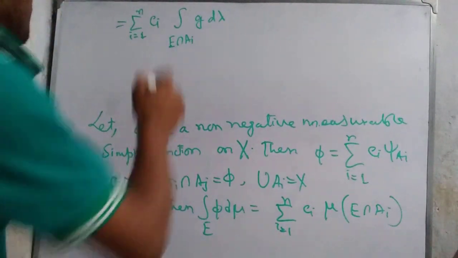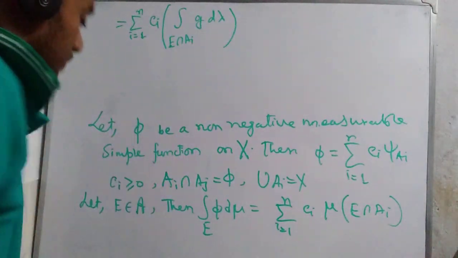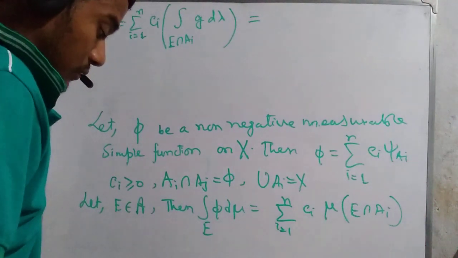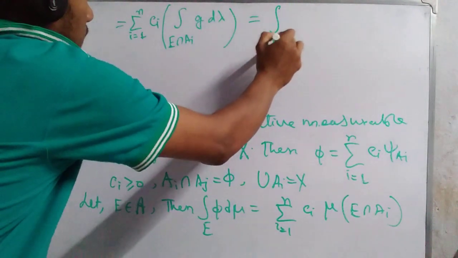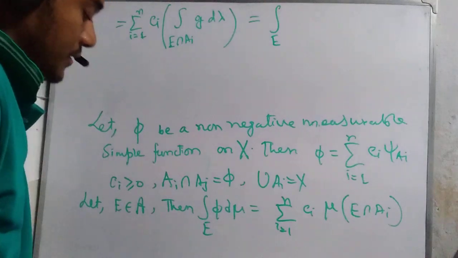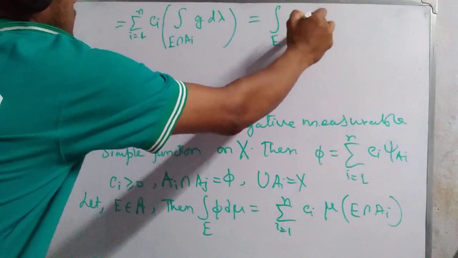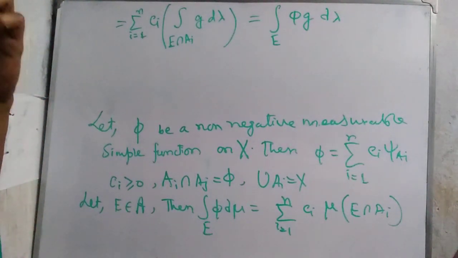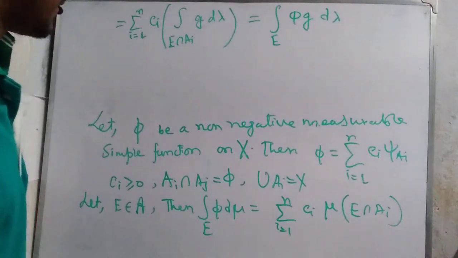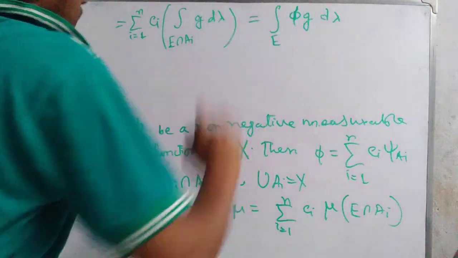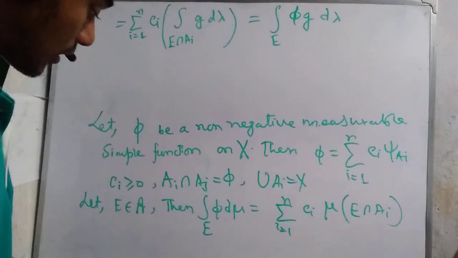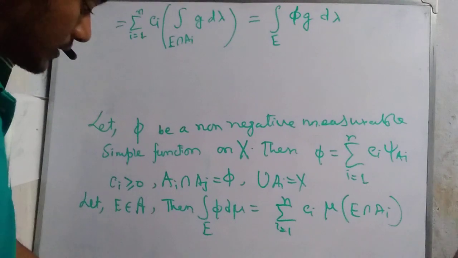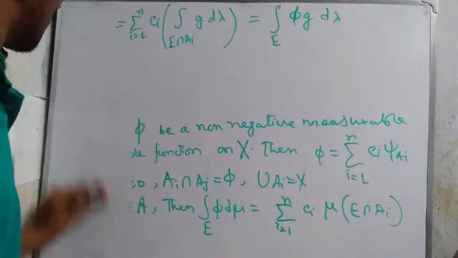Okay, understand? Then this one equals the integration over E of phi g d lambda. Then what happened? Then we write about something. We erase that portion and go to further discussion of that.